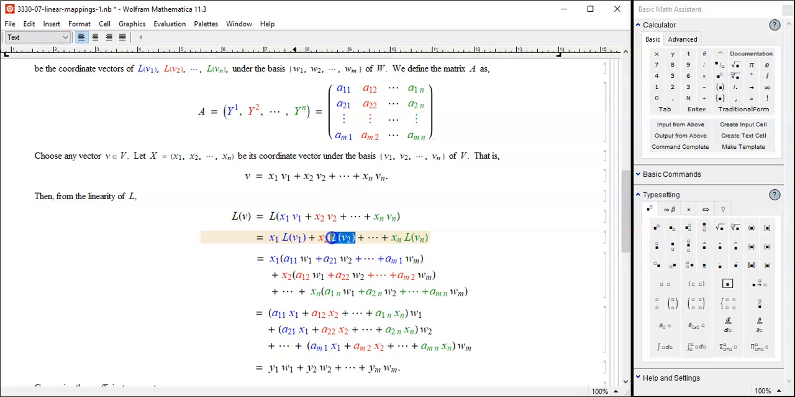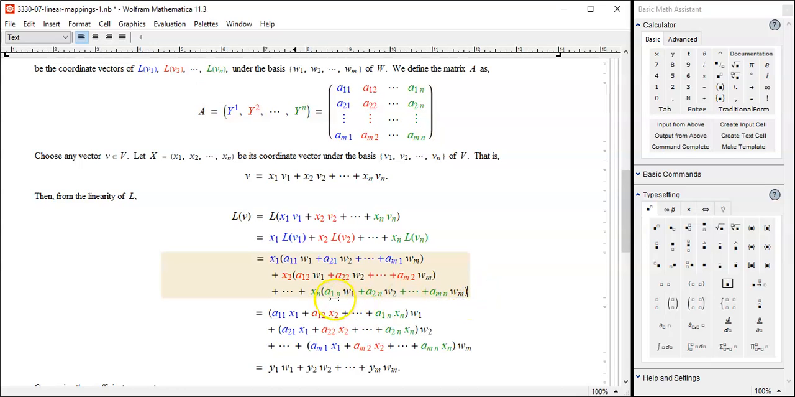L of V2 is equal to A12 W1, A22 W2, A32, A42, all the way up to AM2 WM. You see, the linear combinations go to columns. Let's do this again. The last column, A1n, A2n, all the way to AMN. Look at this last column. And these are coefficients, or the coordinates of those.